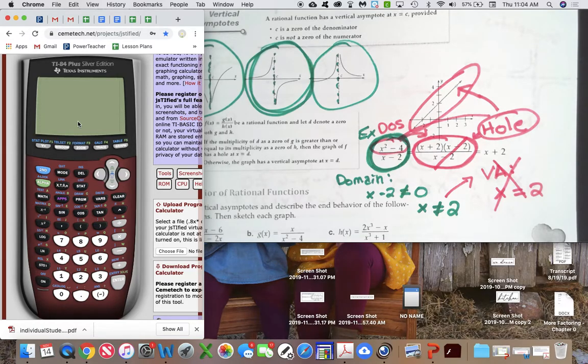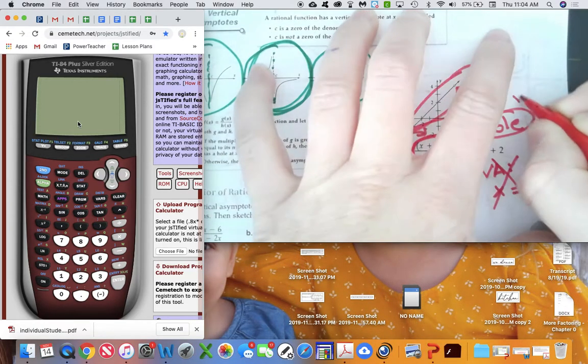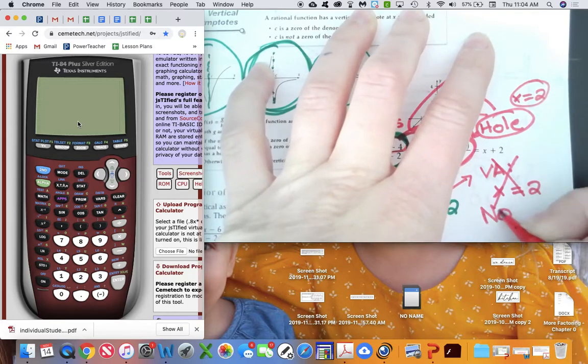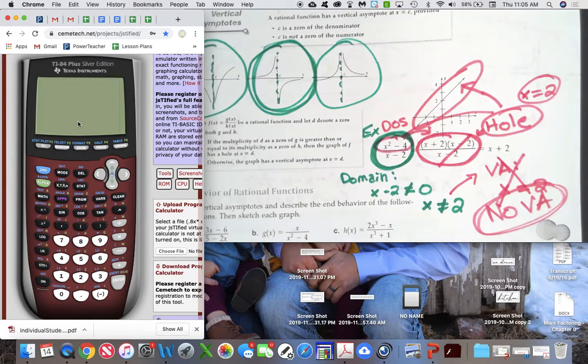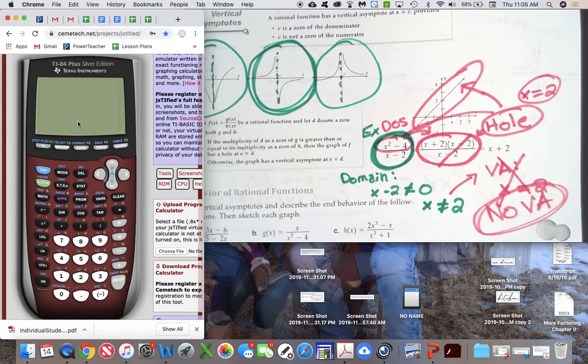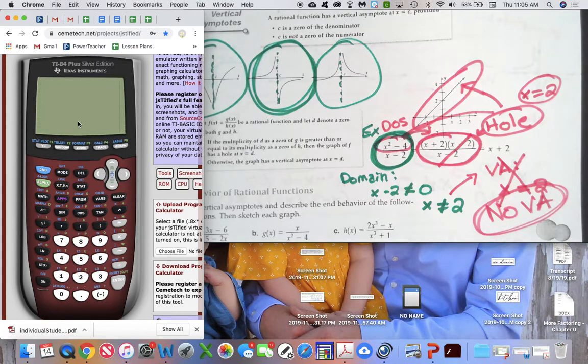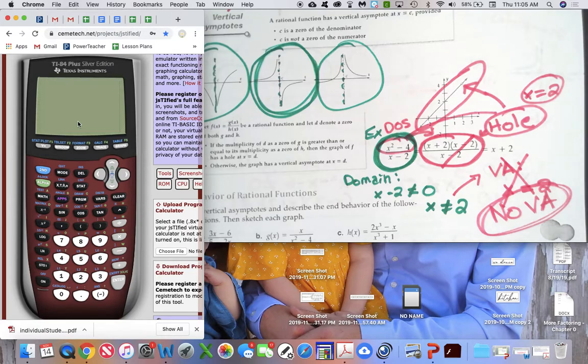So hole at x equals 2, and there is no VA. That's just it. There's no VA, okay? So that's the only trick to the thing: it's not a VA if it's a hole. So you have to also pay attention to that, okay? All right, we're going to stop there, and then we'll do the rest tomorrow. Good? Great. Beautiful, beautiful.